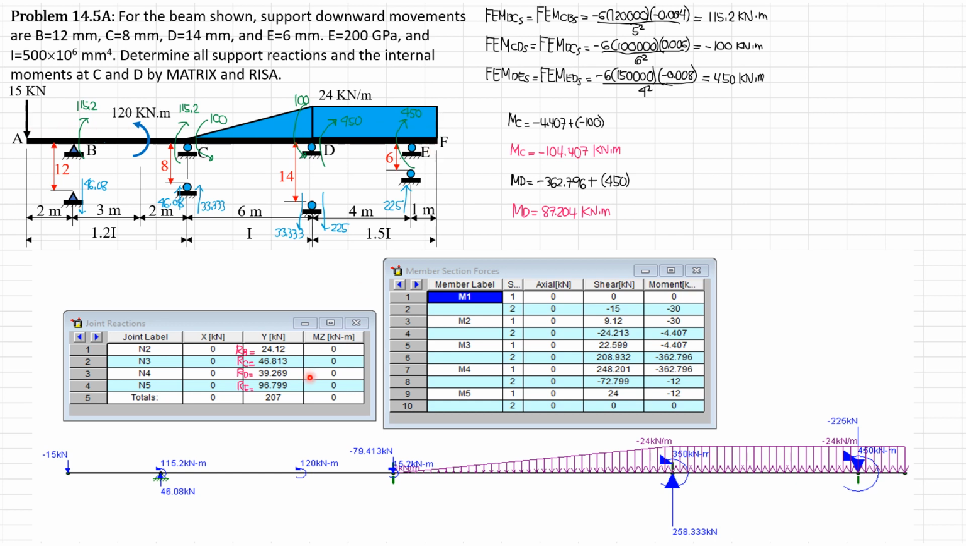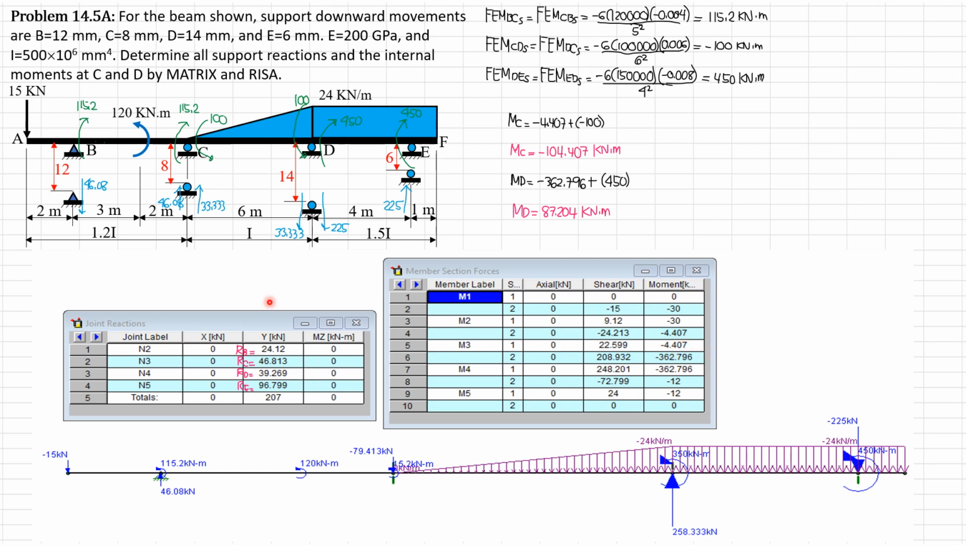So after you pull down the menu and solve, we'll get these reactions and axial forces. The reaction at B is exactly 24.12 kilonewtons, which is equal to the reaction at B by the previous methods. Reaction at C, 46.813 kilonewtons. Reaction at D, 39.269 kilonewtons. Reaction at E, 96.799 kilonewtons. But for the moments, we have to adjust it.